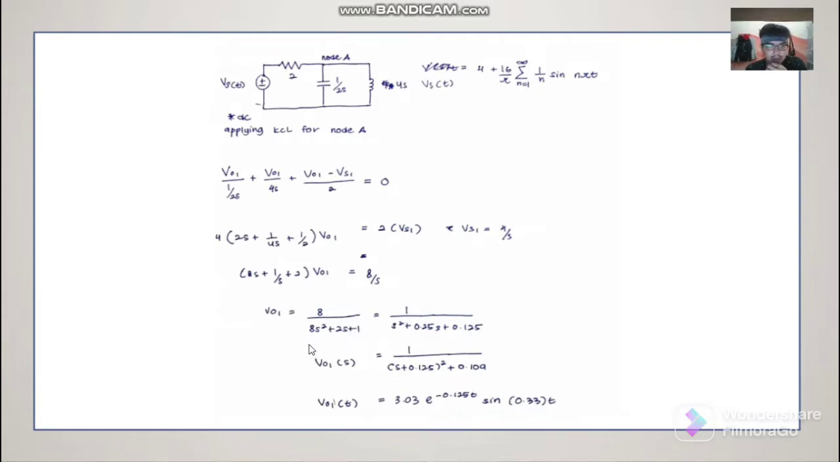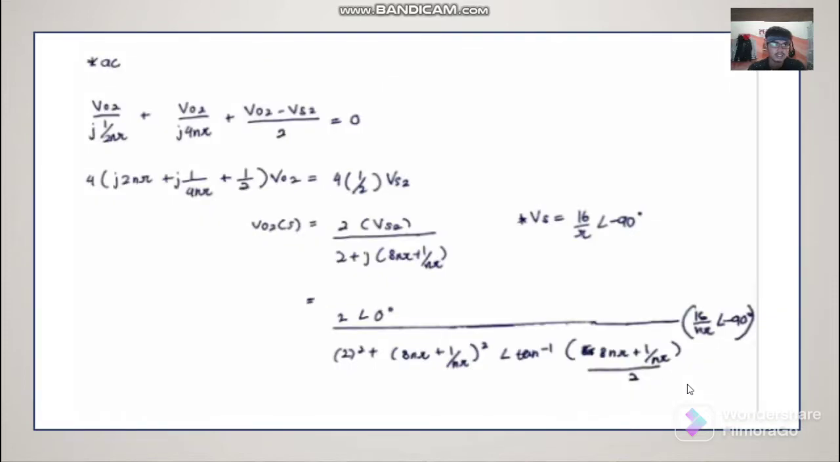And then the answer for VO1(S) is equal to 1 over (S plus 0.125) squared plus 0.109. And then the final answer, VO1(t), is equal to 3.03 e to the power of negative 0.125t sin(0.33t). So this is the answer for VO(t).